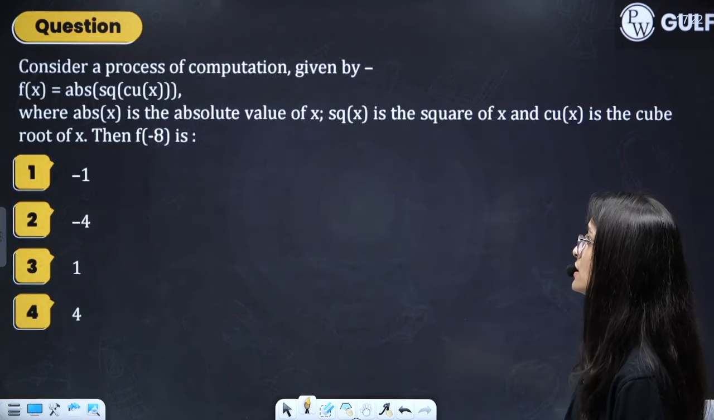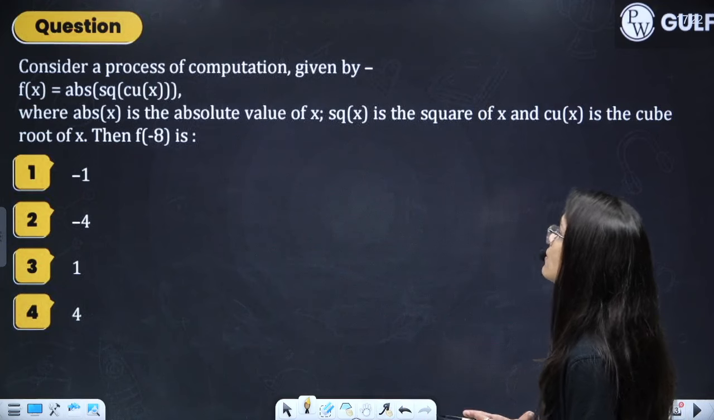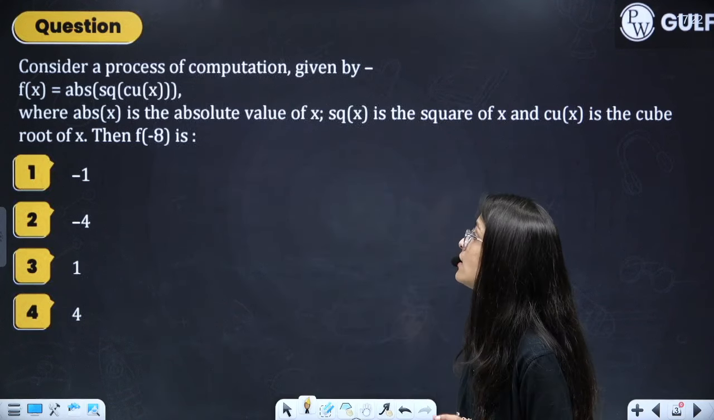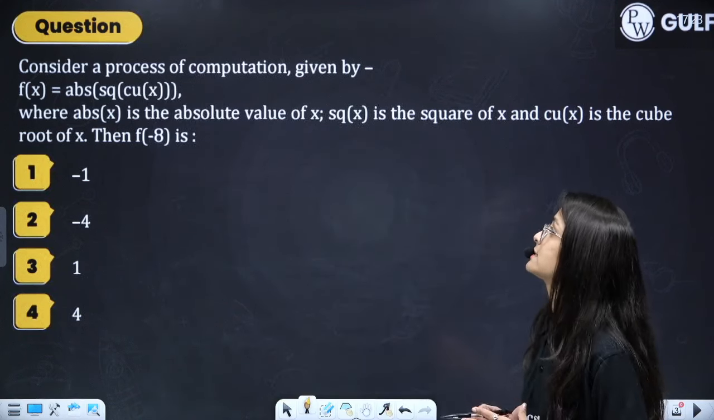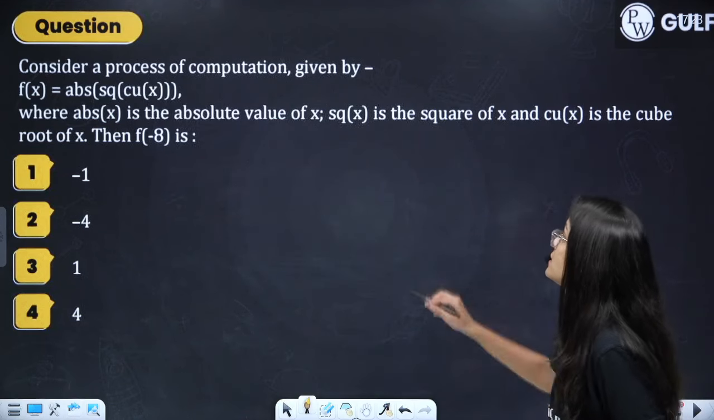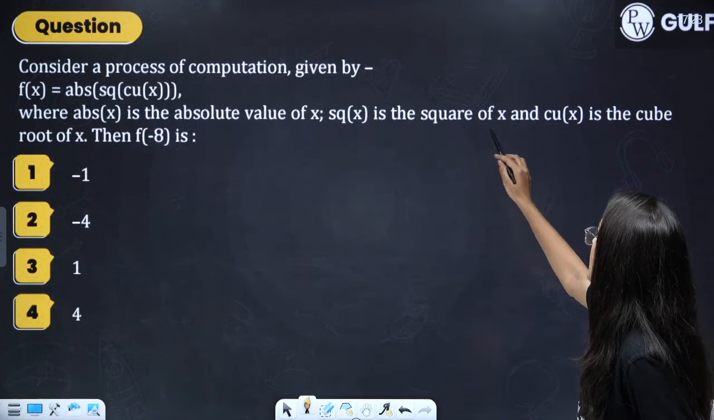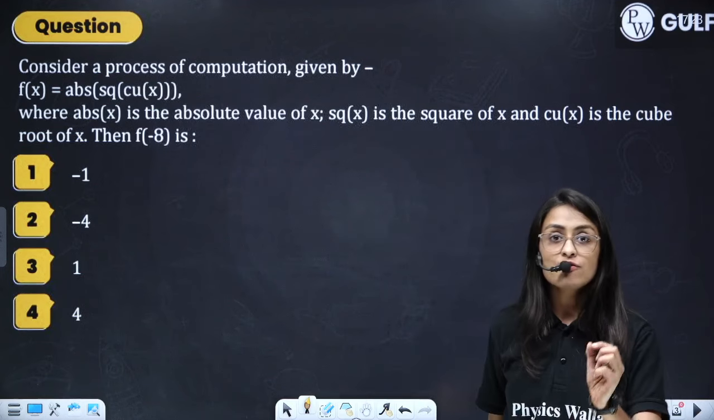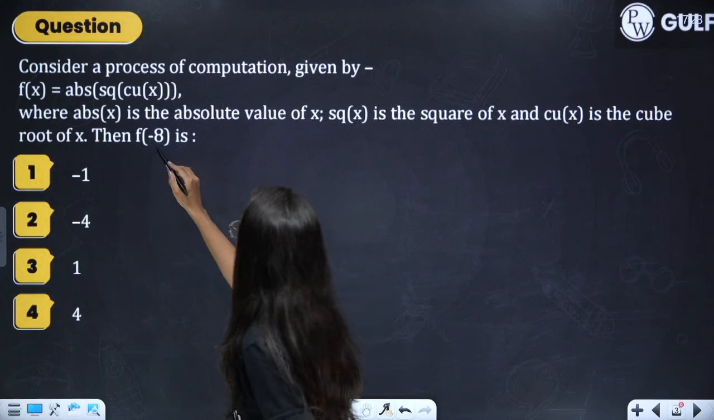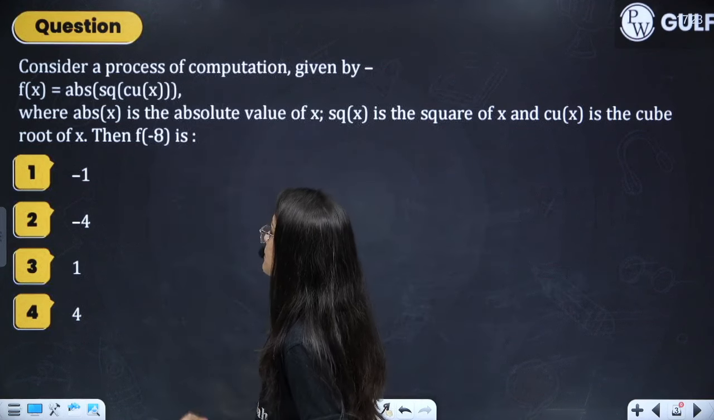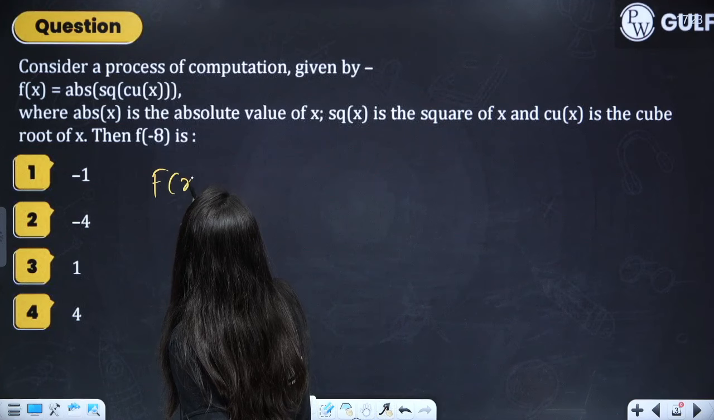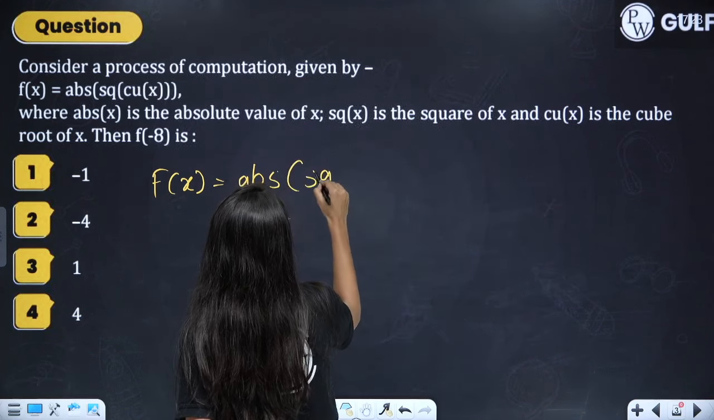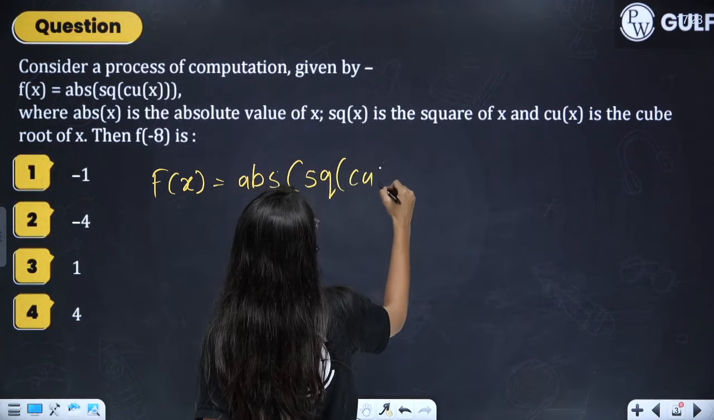Moving to next question. Consider a process of computation given by f of x is equal to absolute of square of cube of x, where absolute of x is the absolute value of x, square of x is the square of x, and cube of x is the cube root of x. Then f of minus 8 will be, so we will be just substituting the value of minus 8 in the place of x. We will be getting f of x is equal to absolute of square of cube root of minus 8.